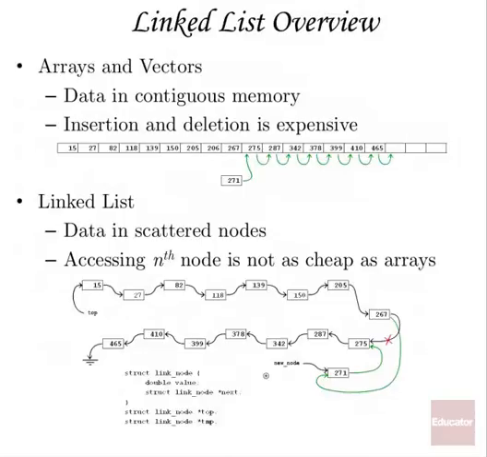All right, a little quick overview here. Now, we've seen arrays, we've seen vectors. The data is kept in contiguous memory. Now, here's a nice little picture. We've got some numbers. I'm not going to read these numbers off for you.